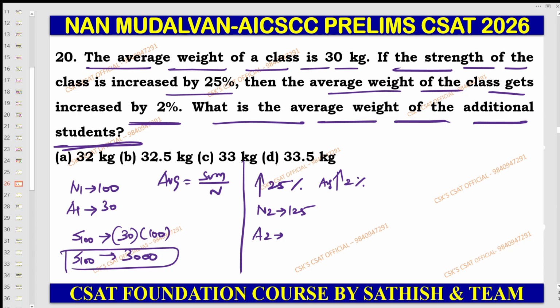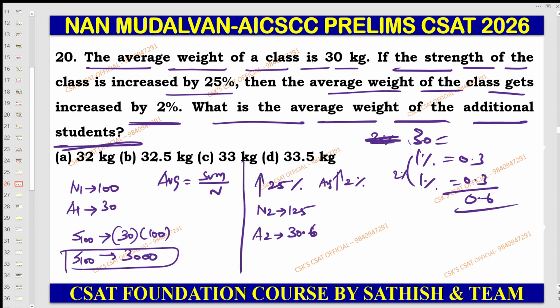Please understand, 1% here is 0.3, 2% is nothing but 0.6. Many people will make a mistake here. Simply they will write 32. That is wrong. If the question said the average of the class increases by 2, then only you have to write 32. Here it is a percentage. So 30 here is the previous average, 30 kg. What is 1% of this 30? 0.3. Another 1%, so it becomes 2%, nothing but 0.6. Guys, getting?